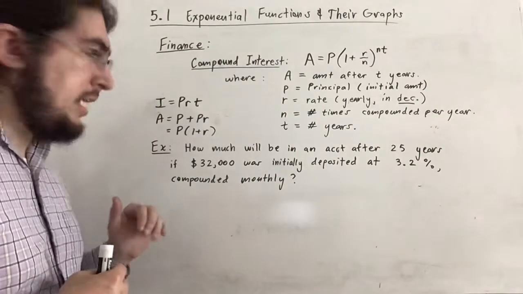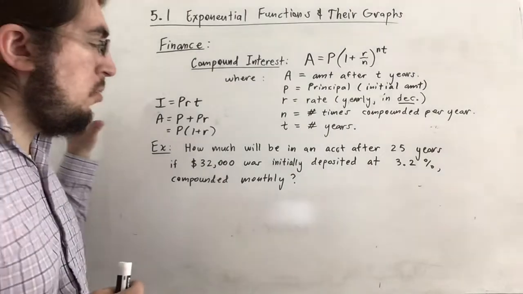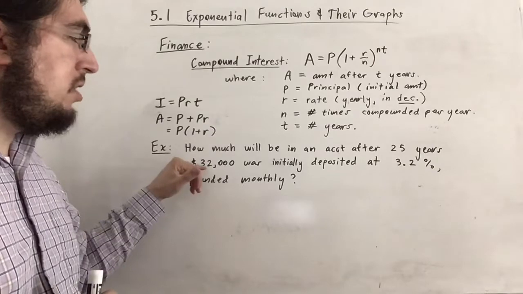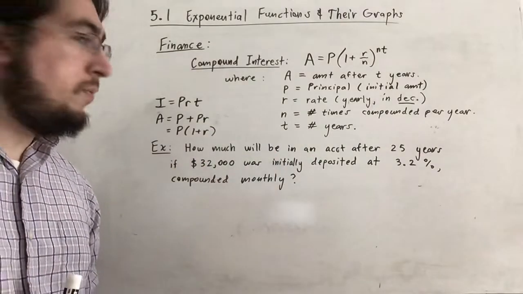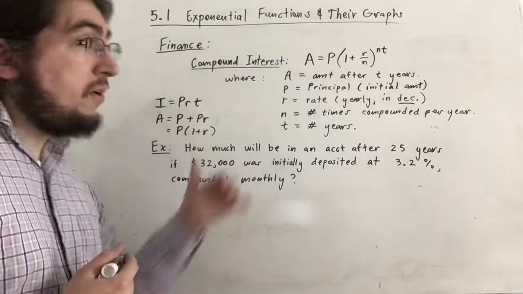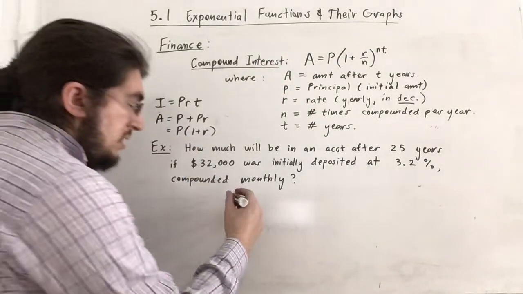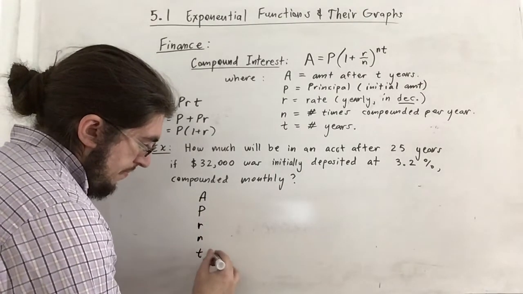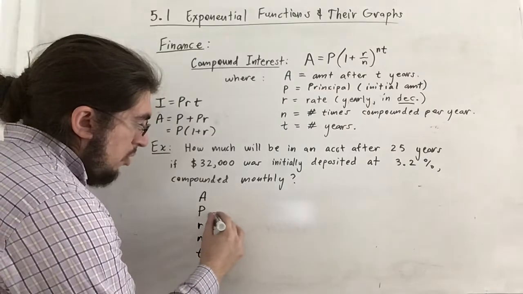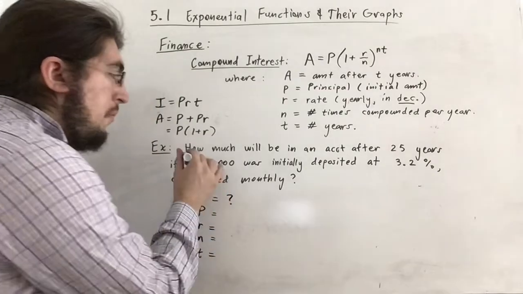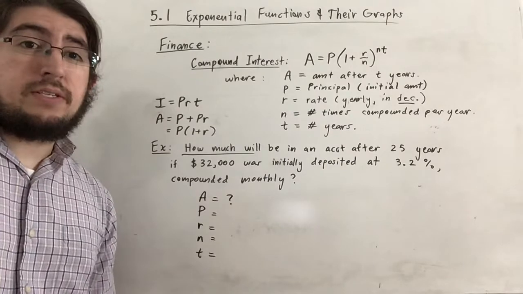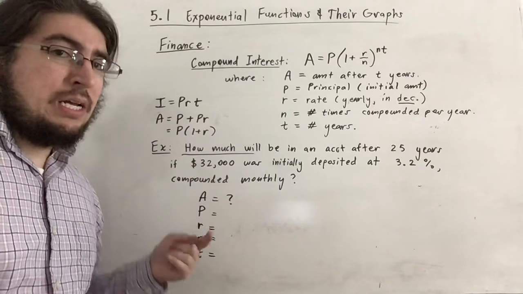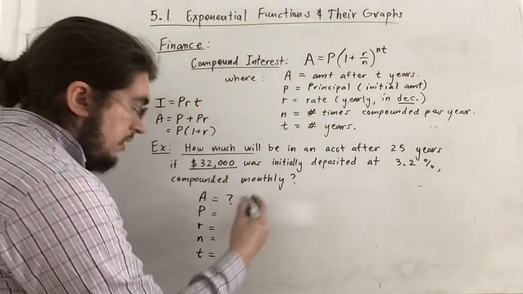So now here we're going to do this example. And here I say, how much will be in an account after 25 years if $32,000 was initially deposited at 3.2% compounded monthly? So we have to figure out what each of these things are. There's 5 things to figure out, so let's just write them down. There's A, P, R, N, and T. Now the one that we don't know right away is A, because that's how much will be in the account after those amount of years. So we don't know the amount after, that's what we want to find, so that'll be our unknown amount. P is our initial amount, and that's 32,000, so that's okay.